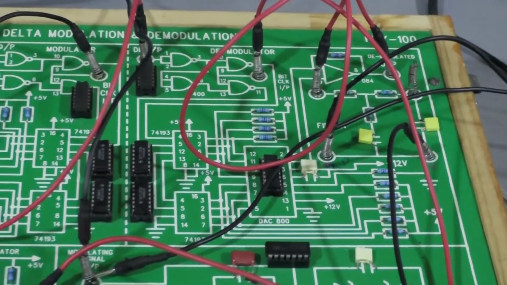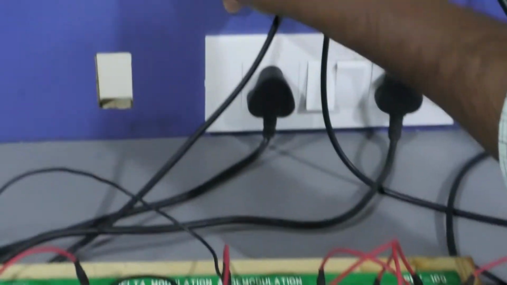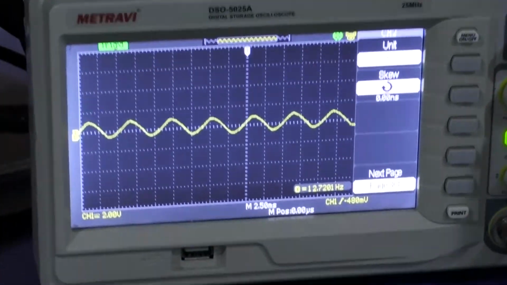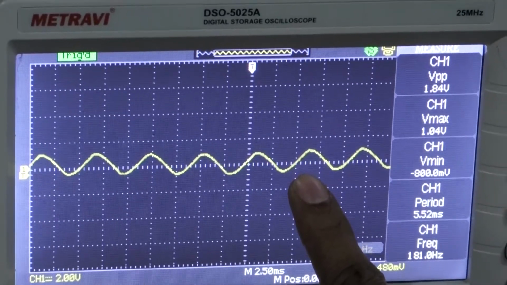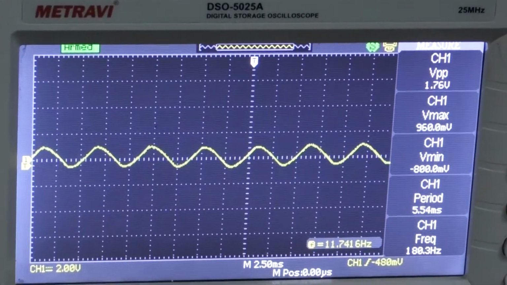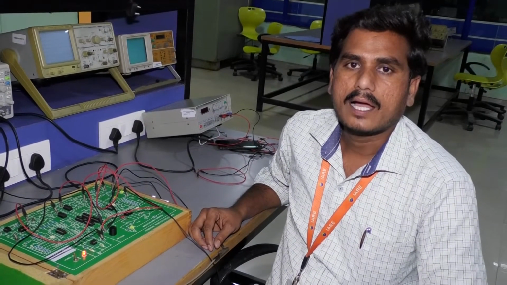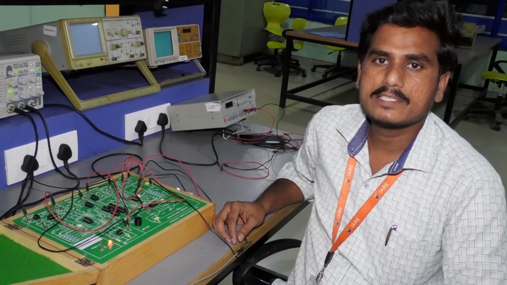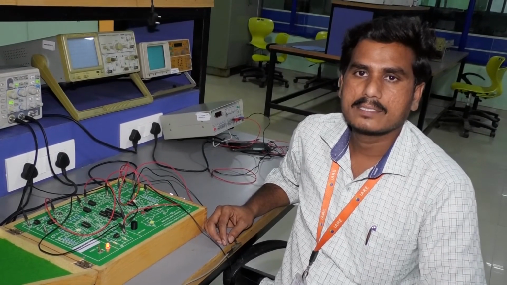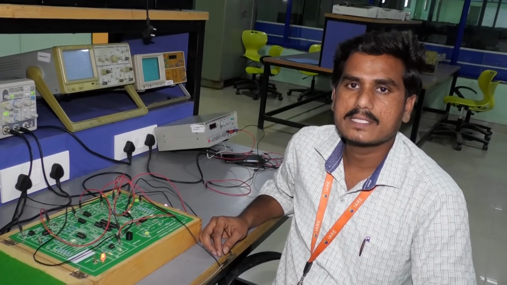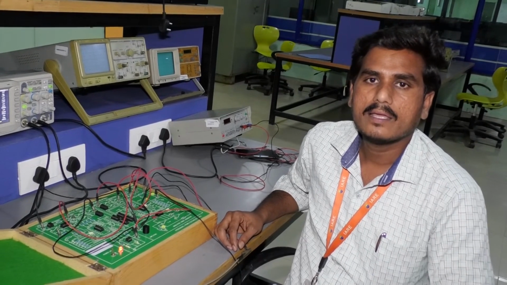Now let us see the output from the filter circuit. After connecting the filter, we will get the output like this. This is exactly what we transmitted from the input side. So this is the demodulation of the delta modulation. This is the delta modulation and demodulation process. In terms of ones and zeros, we can reduce the number of bits per sample by using delta modulation. For each and every sample, we transmit only 1 bit.